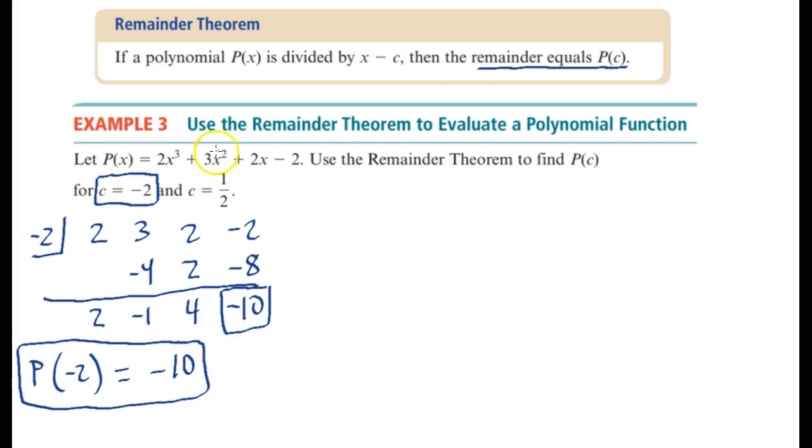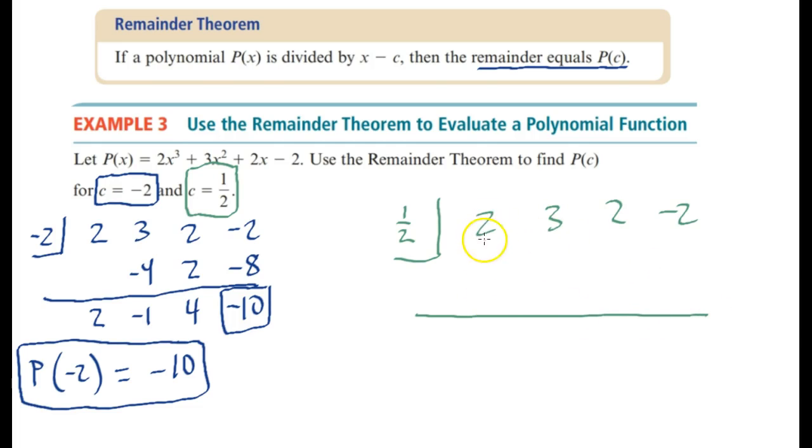Let's do it again with c equals 1/2. So what this is saying is we're going to put 1/2 up here, and we're going to use the same values: 2, 3, 2, -2, because that's our numerator, because we're dividing p of x by x minus 1/2 in this case. Okay, so we take 2 and bring it down. 1/2 times 2 is 1.